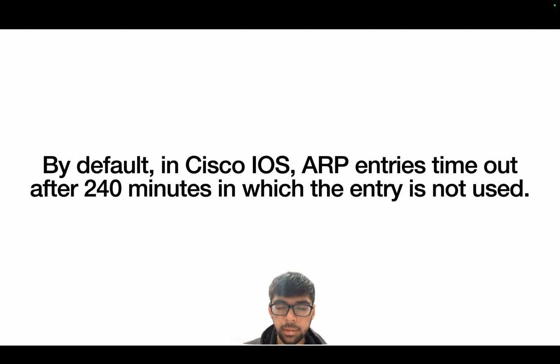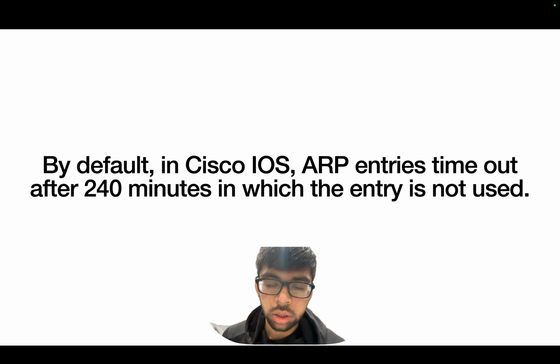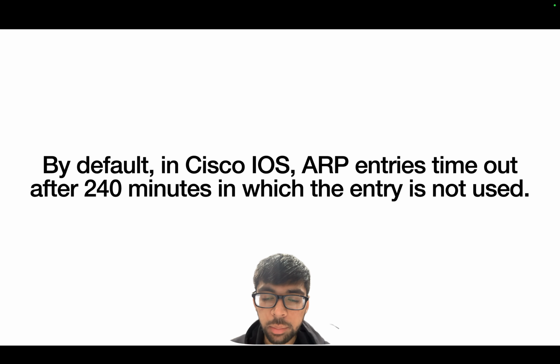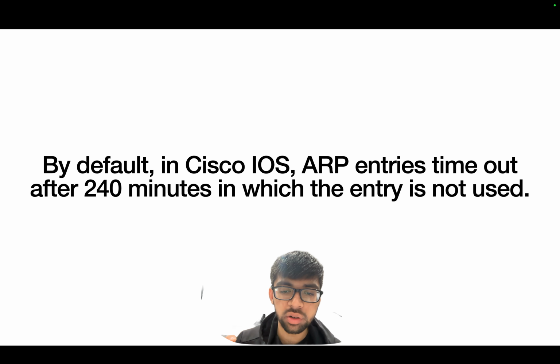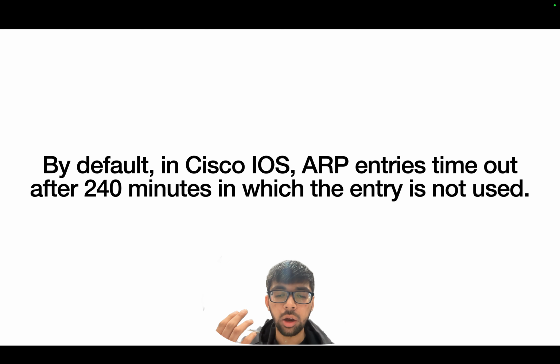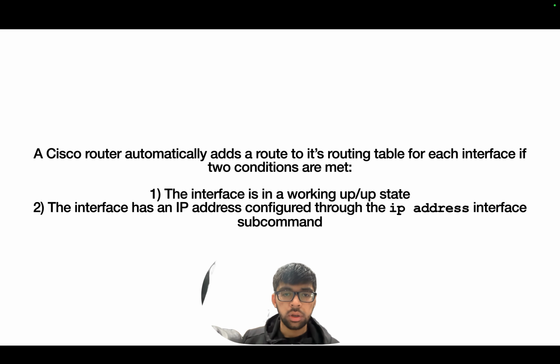Another important thing is, by default, all your ARP entries will time out if they're not used after 240 minutes. So that's 4 hours. After 4 hours of non-use, ARP entries time out. So after 4 hours, 240 minutes of non-use. Very important point.